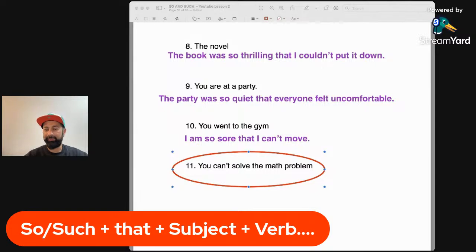Okay, so if nobody has any questions, well, let's wrap it up there. Remember, number 11 is your homework. Make sure you do that. Leave your answers in the comment section.